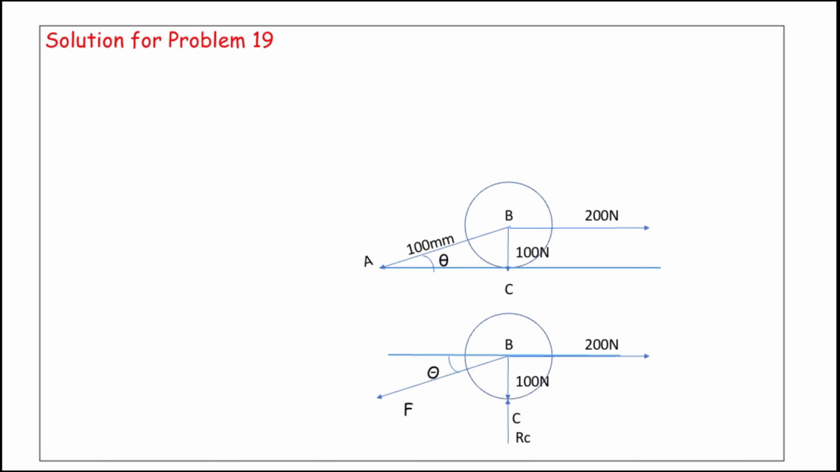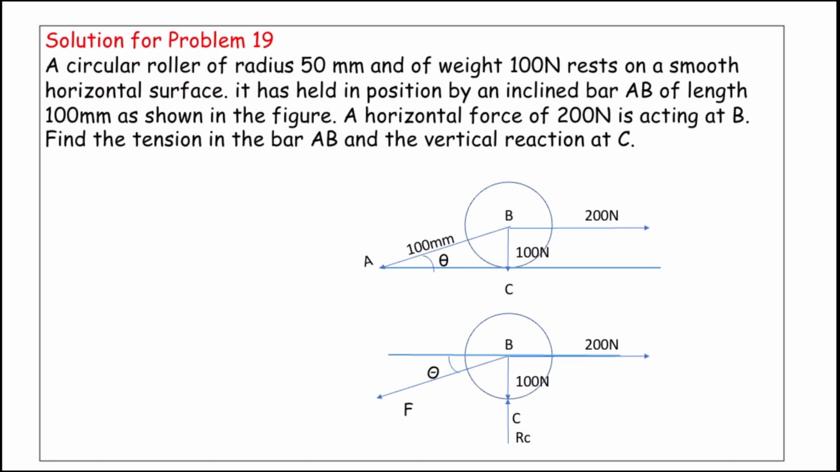Problem 19. A circular roller of radius 50 mm. There is a circular wheel. It has a radius of 50 mm and weighs 100 Newton. It rests on the horizontal floor and is attached with an inclined bar AB with a length of 100 mm, as shown in the figure. A horizontal force of 200 Newton is given to the wheel at the point B.